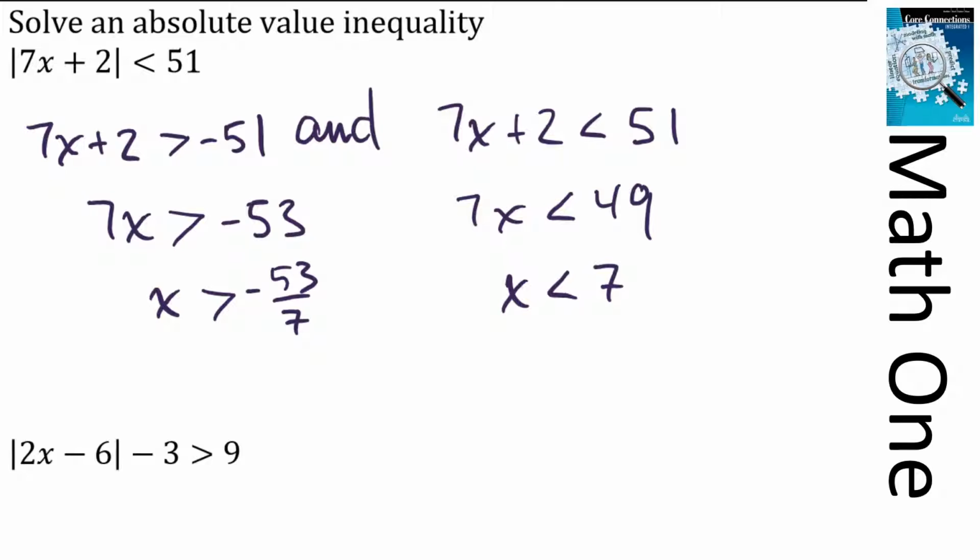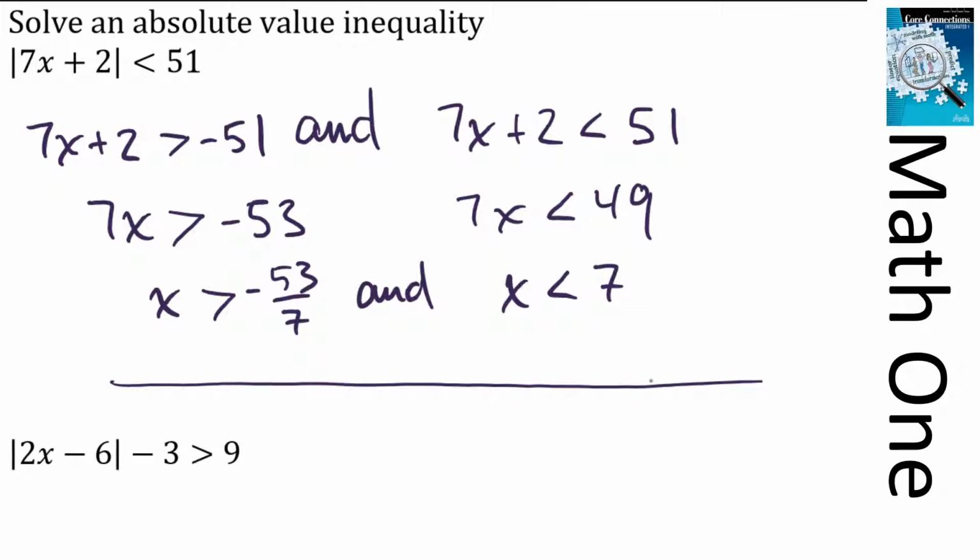Now I should be able to plot this on a number line and see where the things are at. Remember, these are joined with the word and, so both conditions must be true in order to have solutions to the absolute value inequality here. So if I'm looking way over here, this is the number positive 7, and my values are strictly less than that. And if I move way over here, negative 53 sevenths is like negative 7 and 4 sevenths, so close to negative 7.5. So here's negative 7, here's negative 8, so somewhere in here is that boundary.